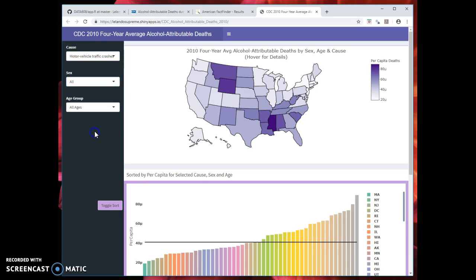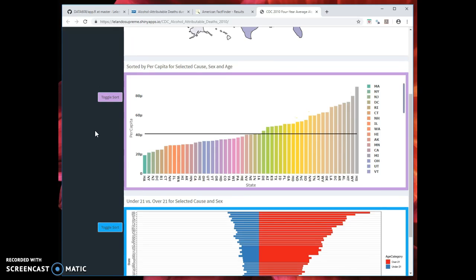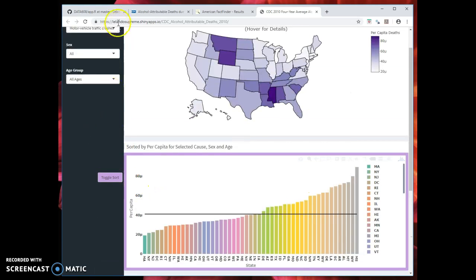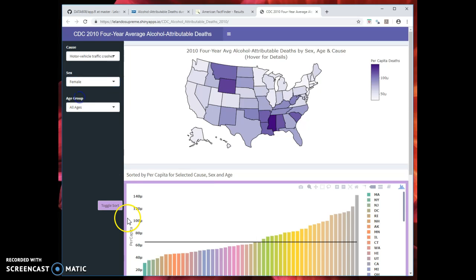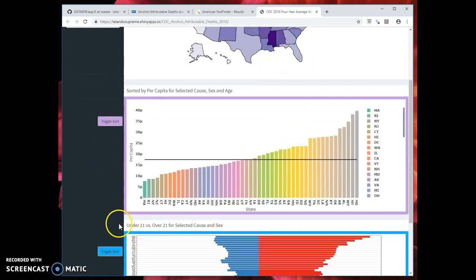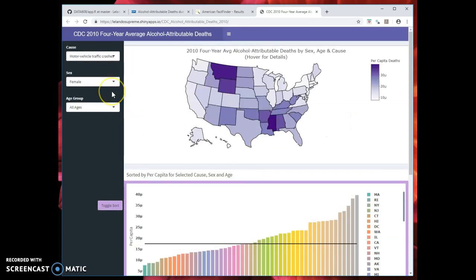We can kind of look and see whether we get any big variations between male and female. If we look at male, their scale goes from 0 to 140. If we look at female, the scale goes from 0 to 40. So that doesn't necessarily surprise me. I would expect more male car crash deaths than female.